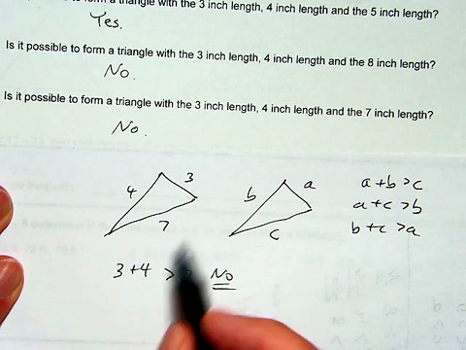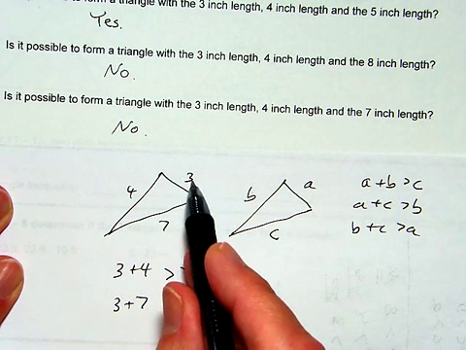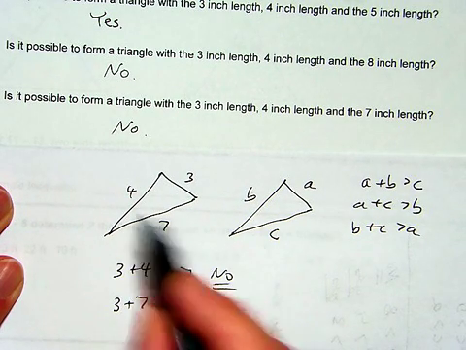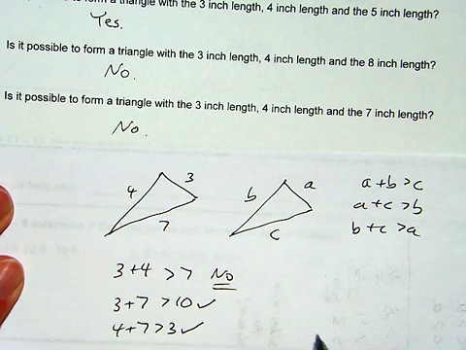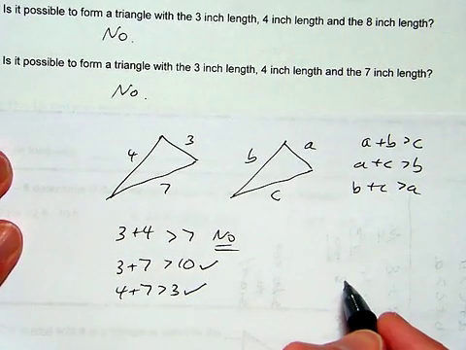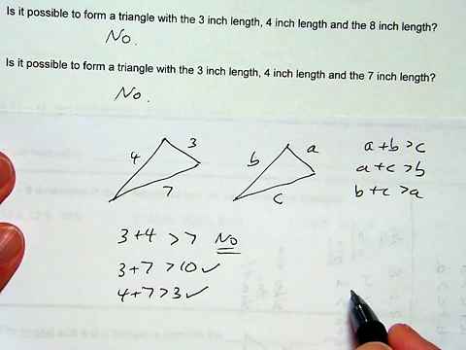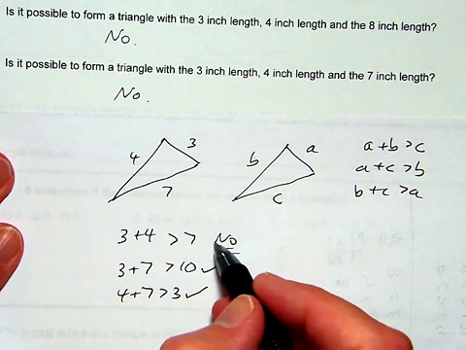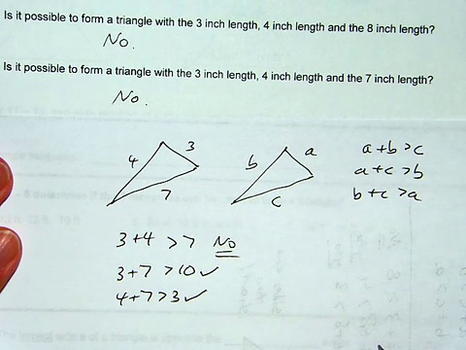To see if the other combinations are possible: 3 plus 7 is greater than 4, yes, and 4 plus 7 is greater than 3. Yes, they're all true. The only one that isn't true is 3 plus 4 is greater than 7. The thing with the triangle inequalities is this. If you find even one inequality that doesn't work, then you know the triangle is not possible.